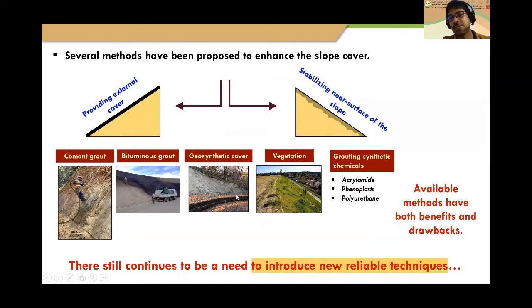So the stabilization of the surface is crucial, and there are several methods available right now in application. Some of the methods I have listed here. If you see these methods, the available methods have both benefits and drawbacks. For example, vegetation is the eco-friendliest method. However, it takes quite a long time to achieve its fullest benefits.